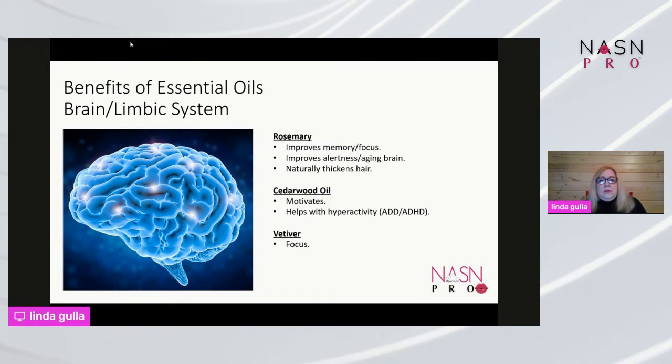Essential oils like cedarwood oil also is known to motivate and helps with hyperactivity, such as ADD and ADHD, and vetiver, which helps with focus.